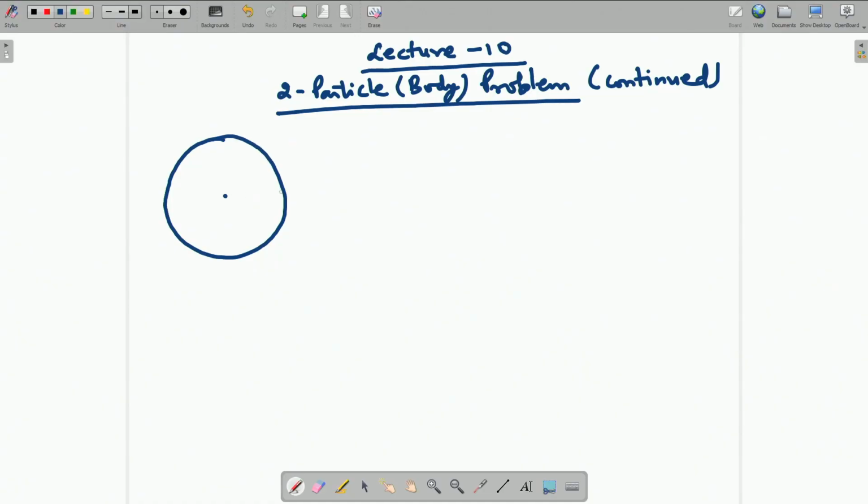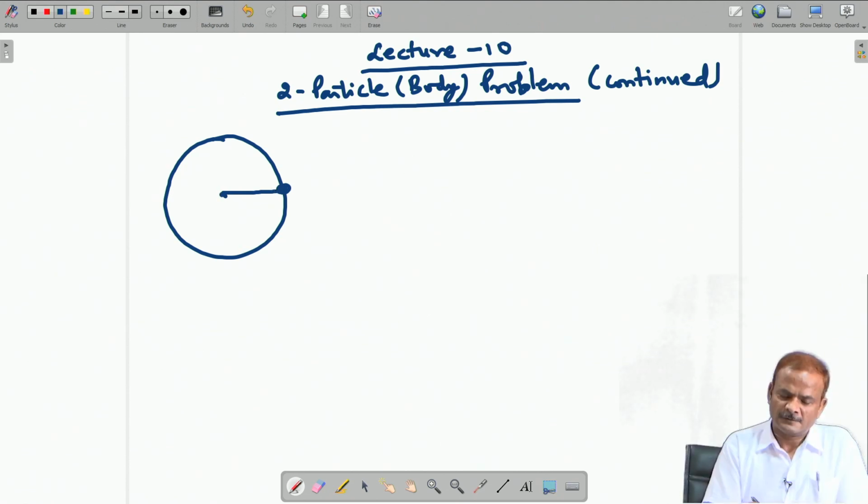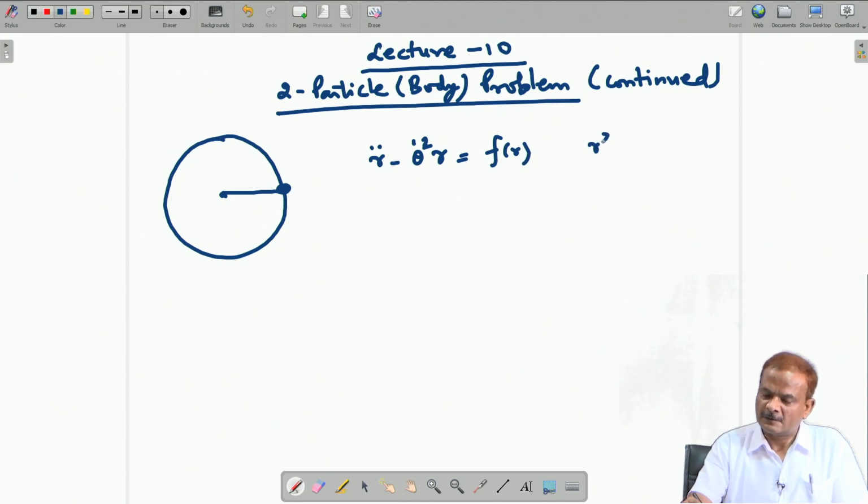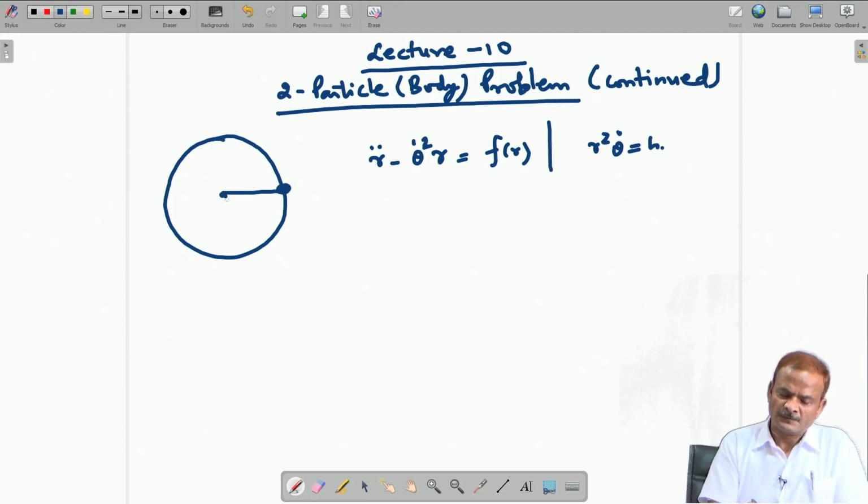If this is a circular orbit and there is a particle moving in this circular orbit, then as per our discussion, we have r double dot minus theta dot square r equal to f r, and r square theta dot equal to h. This is what we have derived.